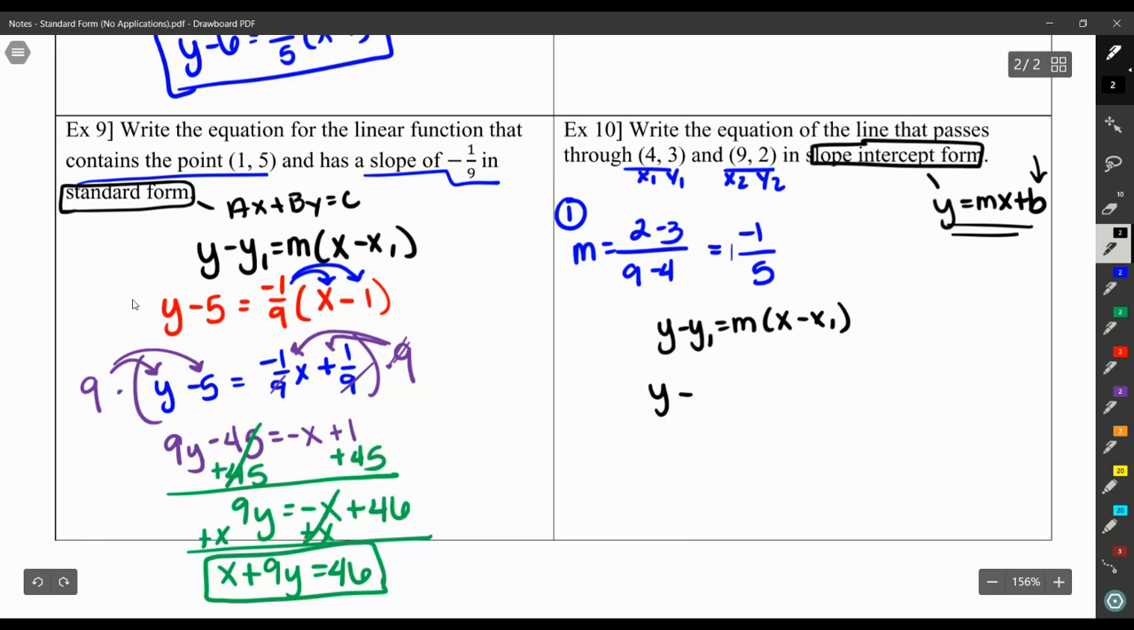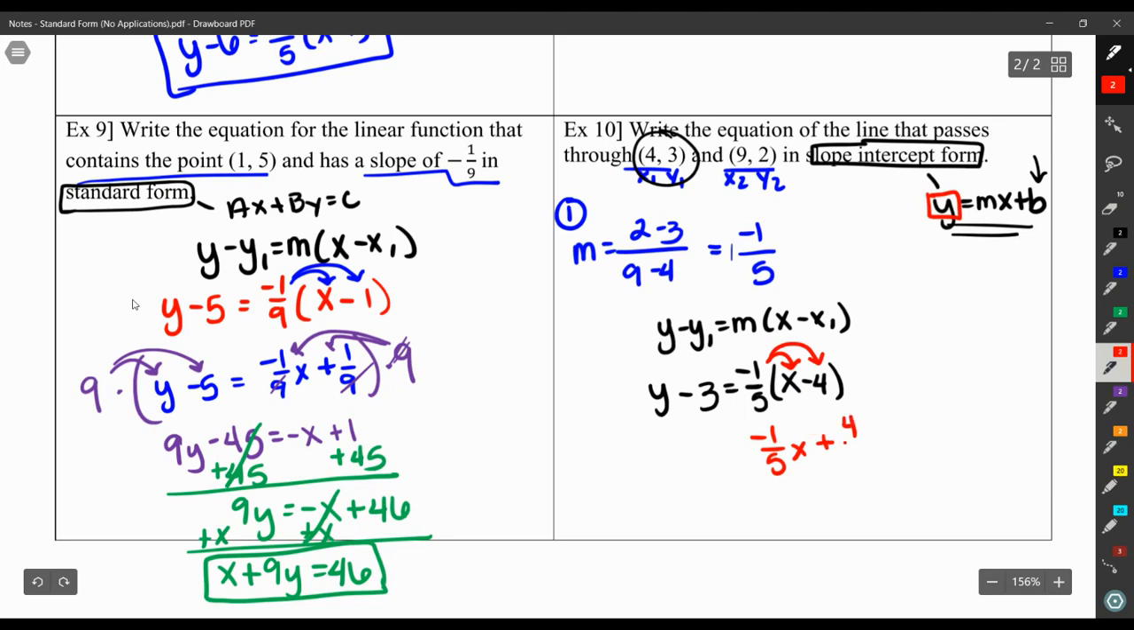So y minus y1, I'm just going to choose the point that is labeled x1, y1. So y minus 3 equals my slope of negative 1/5 times x minus 4. And I'm going to get this guy into slope-intercept, which means I need to solve it for y. So negative 1/5 times x makes negative 1/5 x. Negative 1/5 times a negative 4 is a positive 4/5 equals y minus 3.